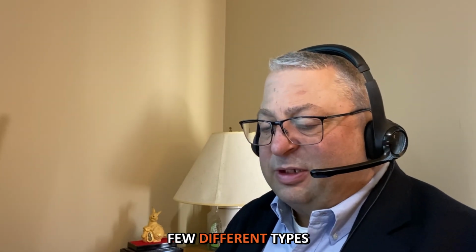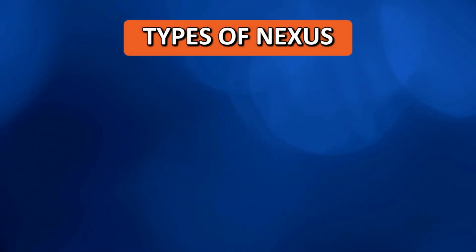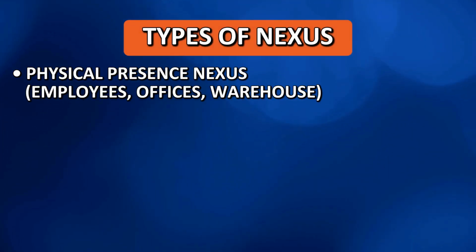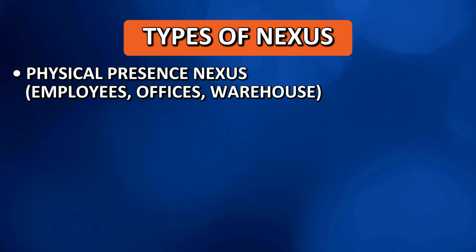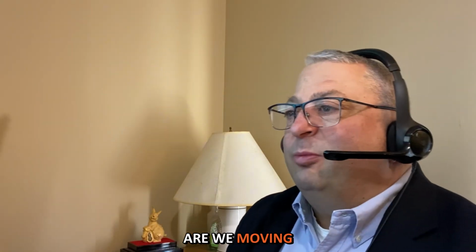So there's a few different types of nexus, and as we start to shift where our employees are working for the states, we need to really look at a few of these pieces. One is, where's our physical presence? Where did we have our employees? Where did we have our offices? Where did we store our product? And then where are we moving that towards?